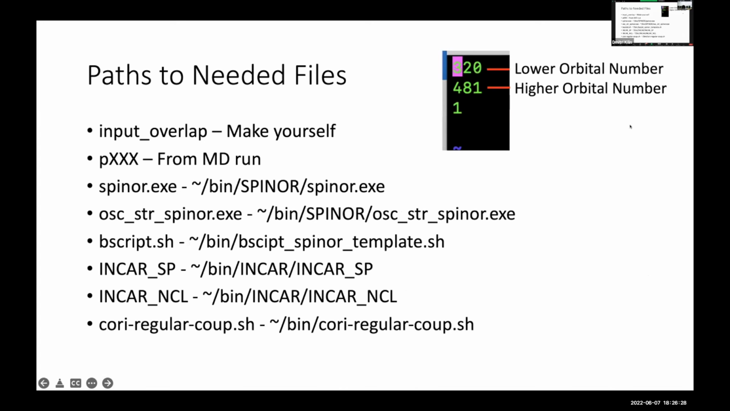Here's where I have the input overlap description. It's been described a few times, but the first number is your lowest orbital index that you're interested in. Second is the highest, and the third is a placeholder. Here you see the paths to find these files. Most of them are in the bin or the spinner directory within the bin. You find the two INCARs within the INCAR directory. The input overlap you obviously need to make yourself, and the PXX files are from your molecular dynamics running, which has been described by Adam, and I think Odessa also covered how to actually make them.